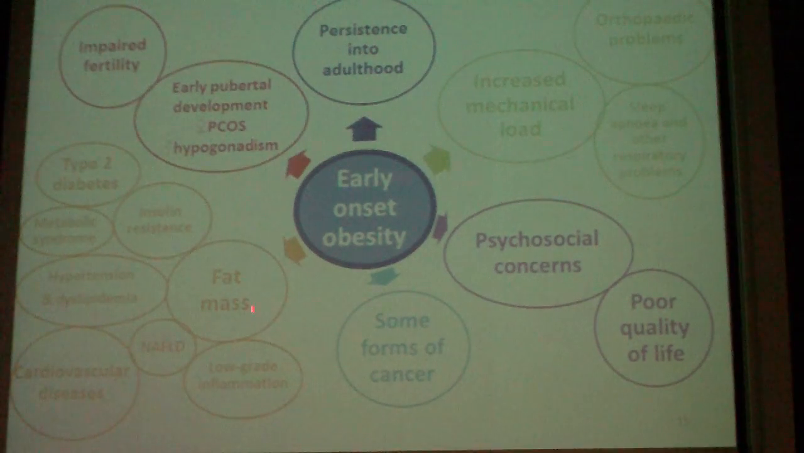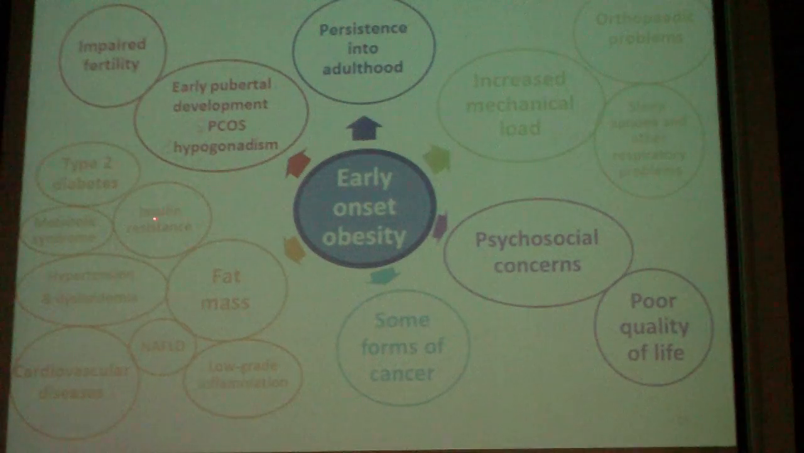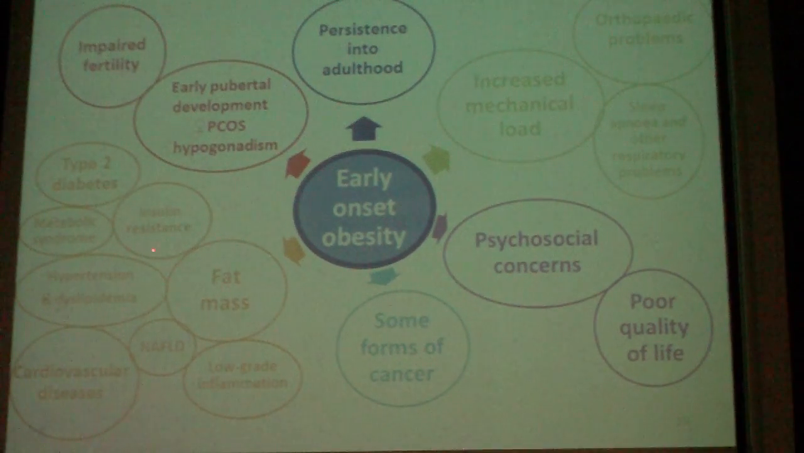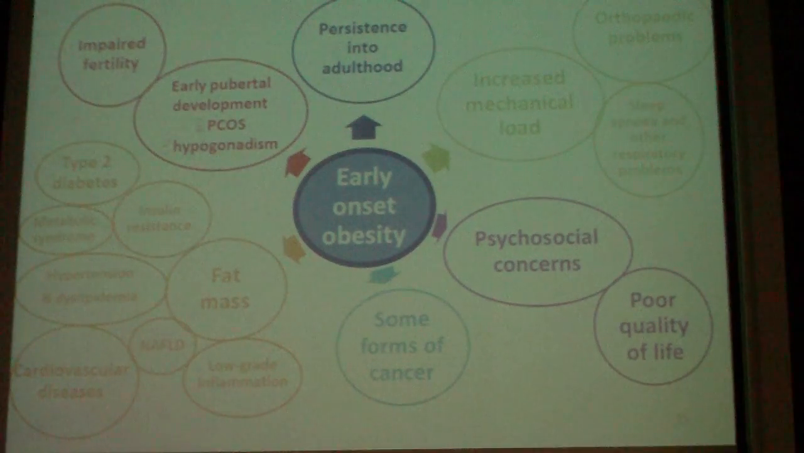And the main concern is the increasing fat mass. I will be talking about or focus on this part, because fat mass can excrete cytokines and hormones, eventually leading to insulin resistance, hypertension, dyslipidemia, or a low-grade inflammation, or a fatty liver. And this can lead to the development of metabolic syndrome, diabetes, or cardiovascular diseases.